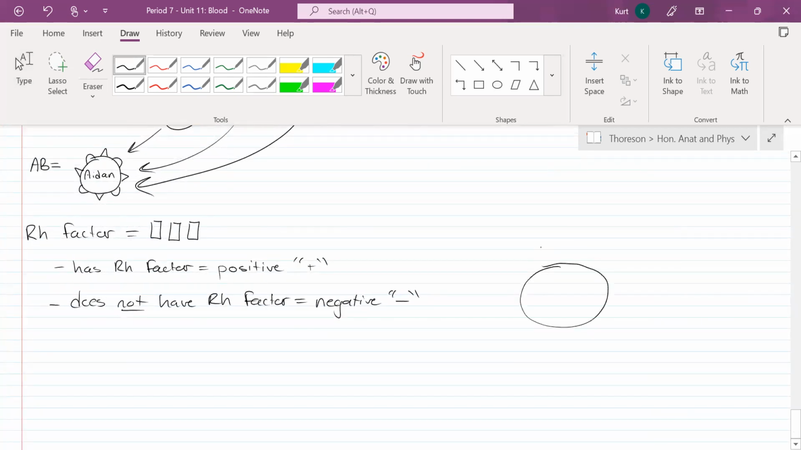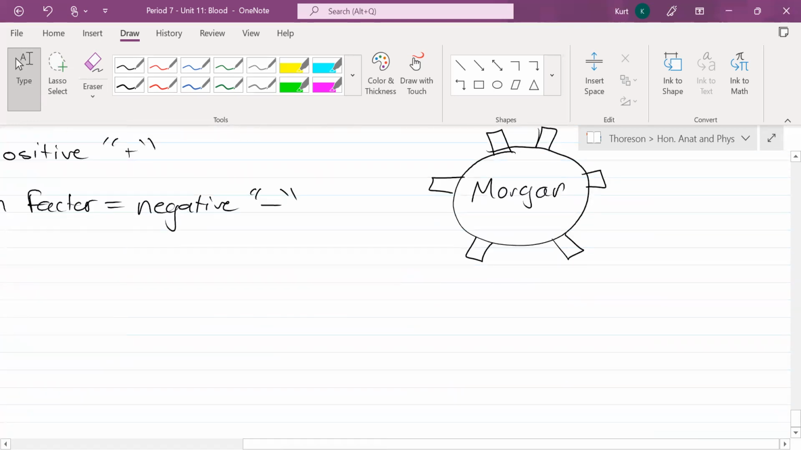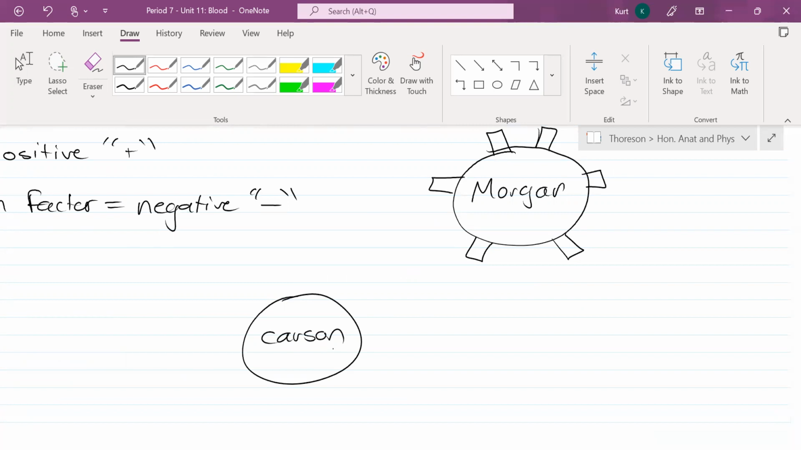Here is Morgan. Can you guys tell me what blood type that is just based on my little diagram there? O positive is correct. Morgan is O positive. Here's Carson. What is she? O negative. Can Carson donate to Morgan? Yes. There's nothing on Carson's cells to reject. Is Morgan able to donate to Carson? No. So O negative is truly the universal donor.